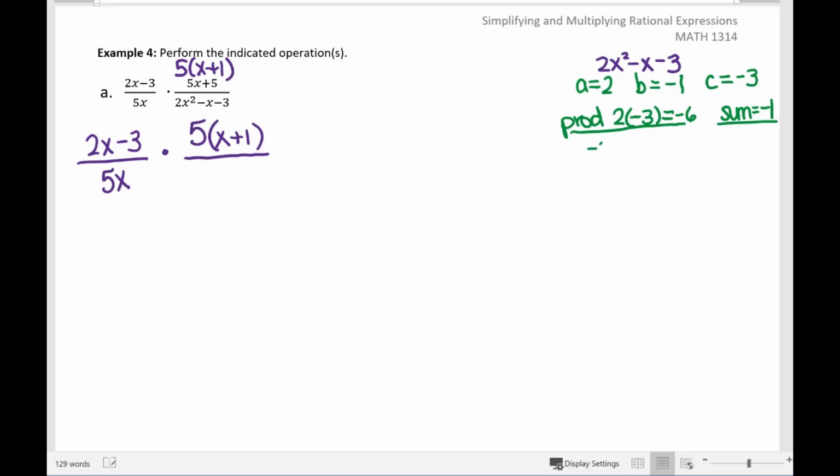We can start with the terms that they first gave us, which happens to be the terms we need, because negative 3 times 2 gets us negative 6. Negative 3 plus 2 gets us negative 1. So we have our magic numbers. We can work on our factors. We're going to have x minus 3, because the 3 is negative, and x plus 2, because the 2 is positive.